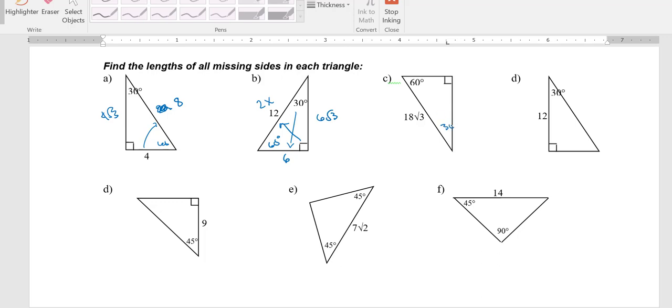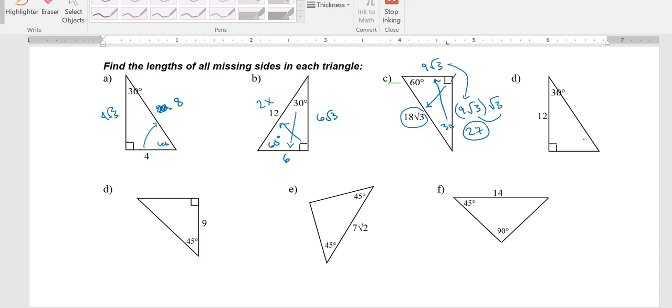So the next one, this is 30, and now this is a little trickier. The side opposite the right angle, the hypotenuse, is going to be 18 root 3, so now I can find the x. It's going to be half of that, right? So it's going to be 9 root 3. That's my x value, times the square root of 3, because the side opposite the 60 is x times the square root of 3. Root 3 times root 3, we know it's just 3, so this side is going to be 27.